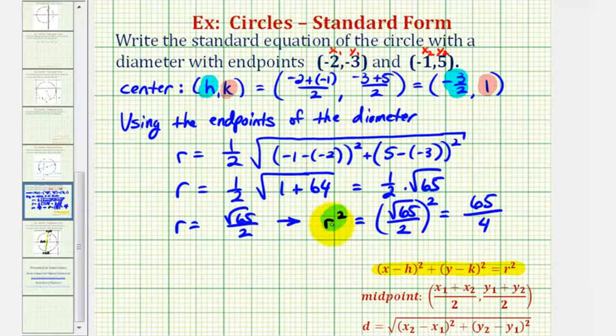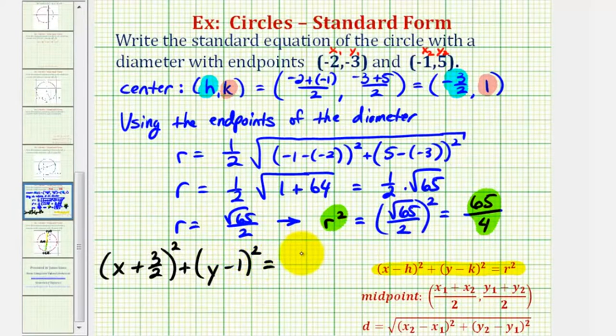So now we know that r squared is equal to 65 fourths, h is equal to negative 3 halves, and k is equal to 1. We can write the equation of our circle in standard form. We would have the quantity x minus h, or minus negative 3 halves, but that would become plus 3 halves, squared, plus the quantity y minus k, or y minus positive 1, squared, equals 65 fourths. This would be the standard equation of a circle with a diameter having the given endpoints.